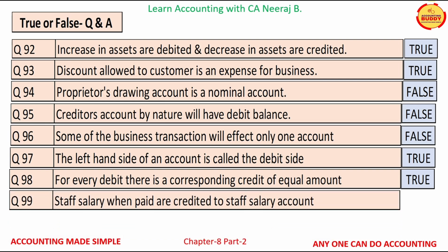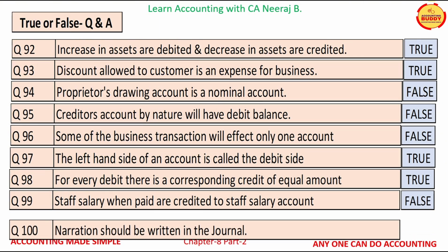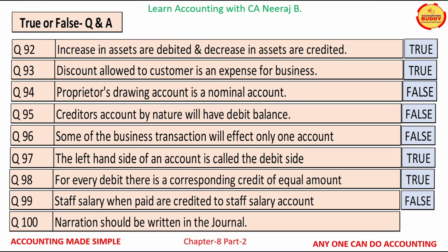Question number 99, staff salary when paid are credited to staff salary account, which is a false statement. Question number 100 is, narration should be written in the journal. This is an absolutely true statement.